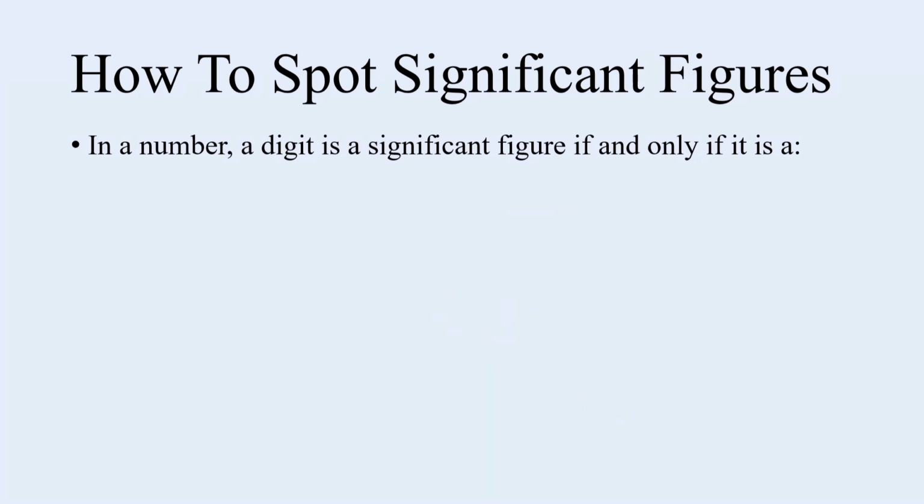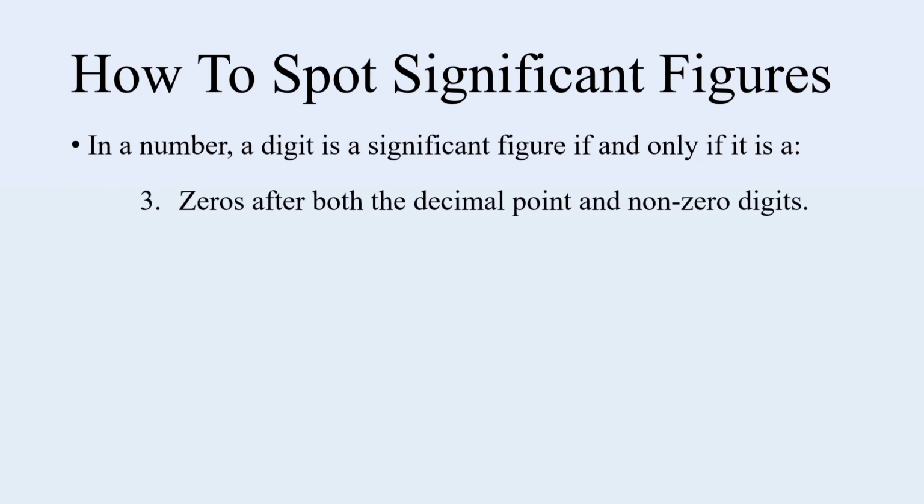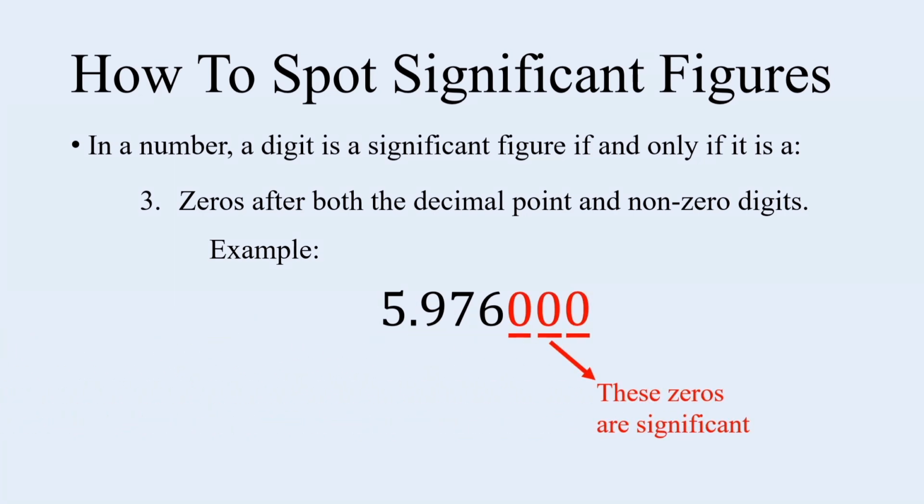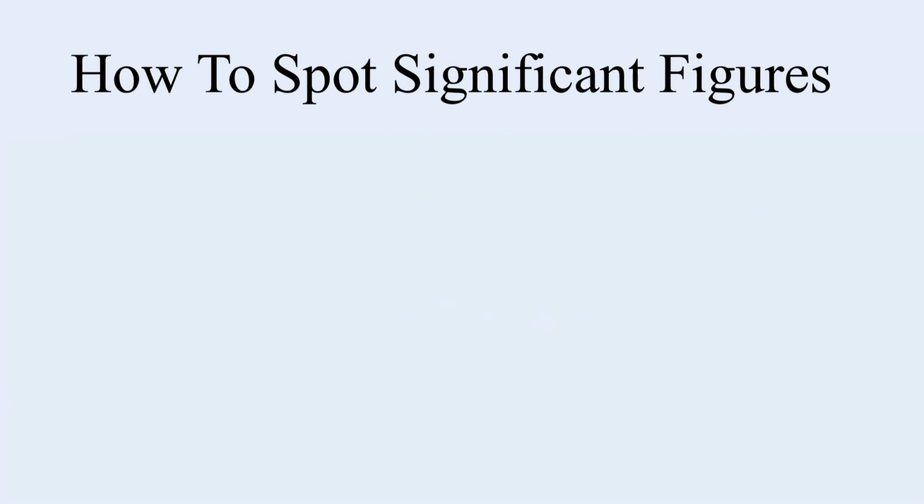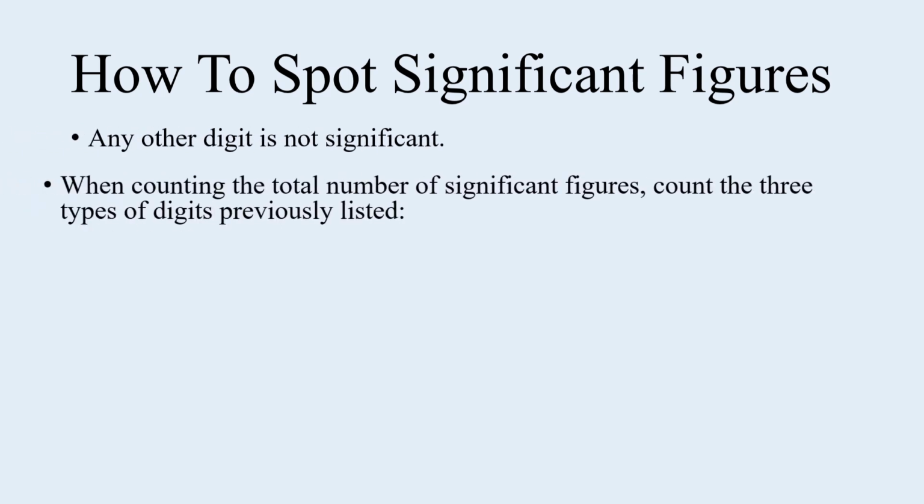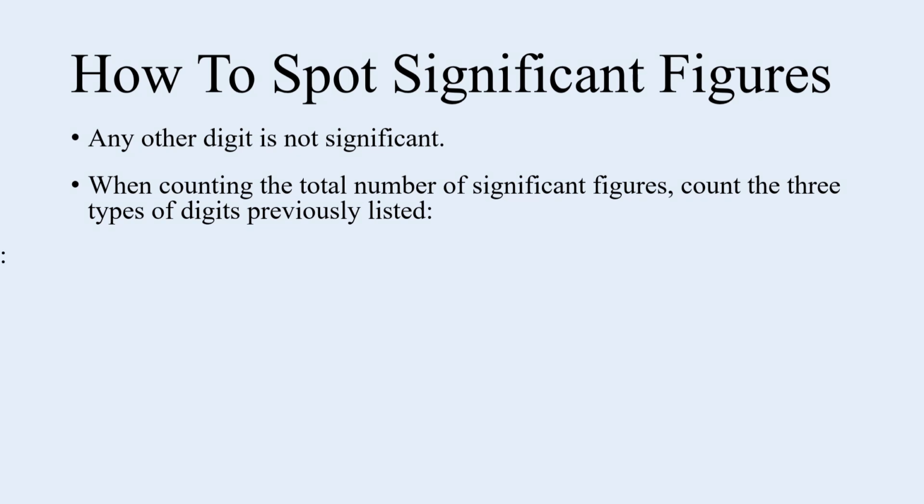And finally, a digit in a number is a significant figure also if it is a 0 that goes after the decimal point and after non-zero digits. So, for example, if we look at the number 5.976000, the 3 zeros after the 6 are all significant figures. Aside from the 3 types of digits that I just mentioned, any other digit is not a significant figure.